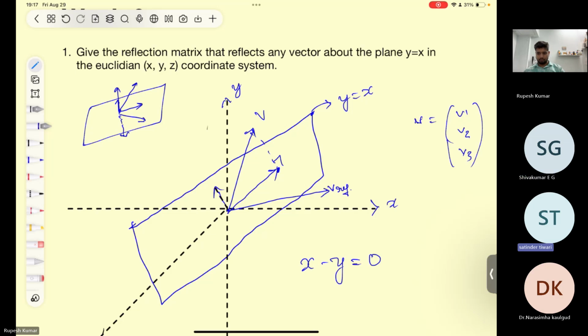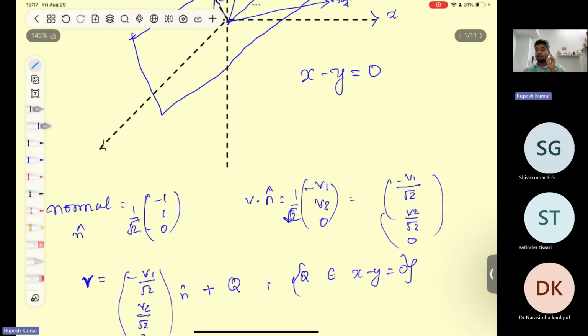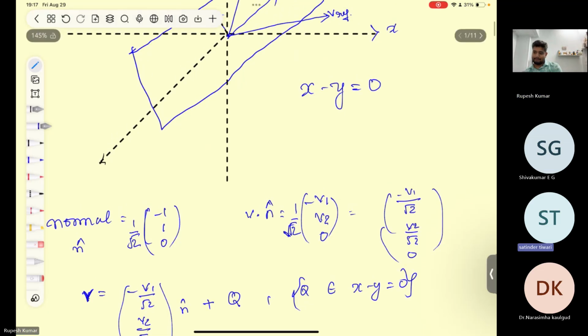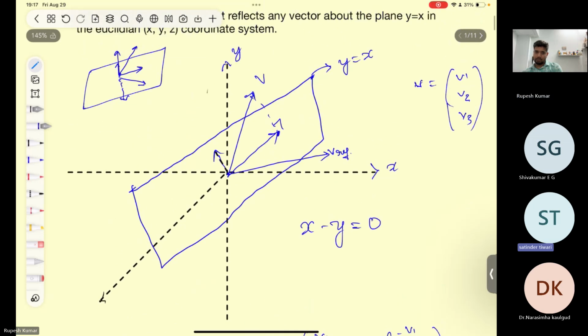We have to negate which part, sir? I'm not understanding. The part along the normal for that plane, like perpendicular to the plane. Normal will be minus 1 1 0. No, normal will be the unit normal. First of all, unit normal. So this will be minus 1 1 0 divided by root 2. Okay. So which part do we have to leave now? I'm not understanding.